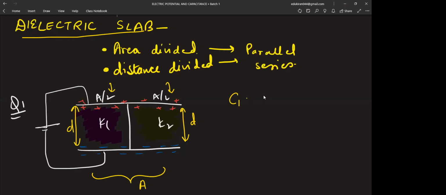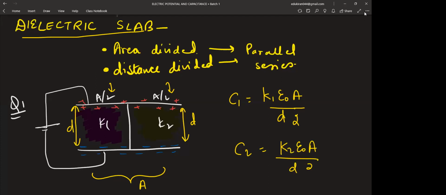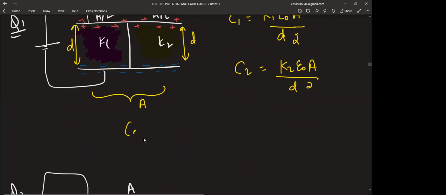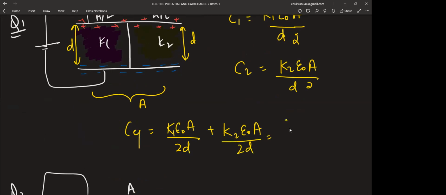So what is C1? C1 is K1 epsilon naught A by D. And what is C2? C2, sorry, not A, it is A by 2 now. And C2 is K2 epsilon naught A by 2D. And if you have them in parallel, you will just add them. C equivalent will be K1 epsilon naught A by 2D plus K2 epsilon naught A by 2D. So you can take epsilon naught A by 2D common, times K1 plus K2. So these are specifically for this case.